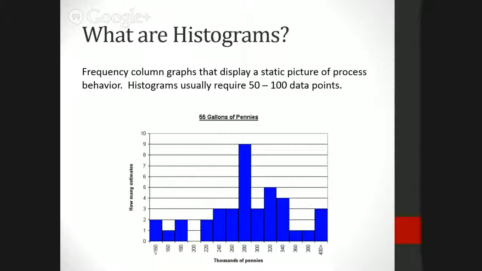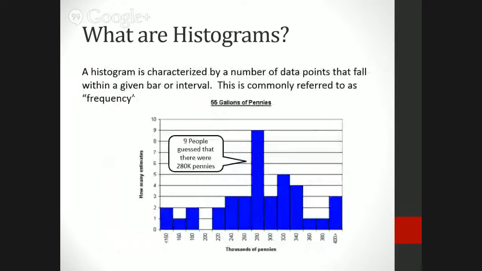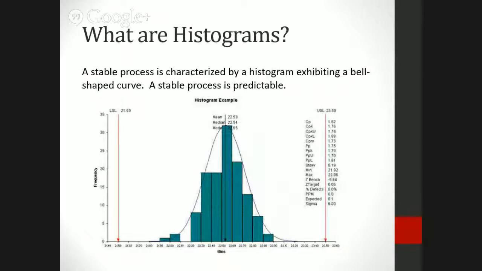So, let's see. I know everybody's seen one of these because I'm sure you had them in grade school, charting in grade school. So histograms are column graphs that display a static picture of process behavior. They usually take about 50 to 100 data points for a good, stable histogram.